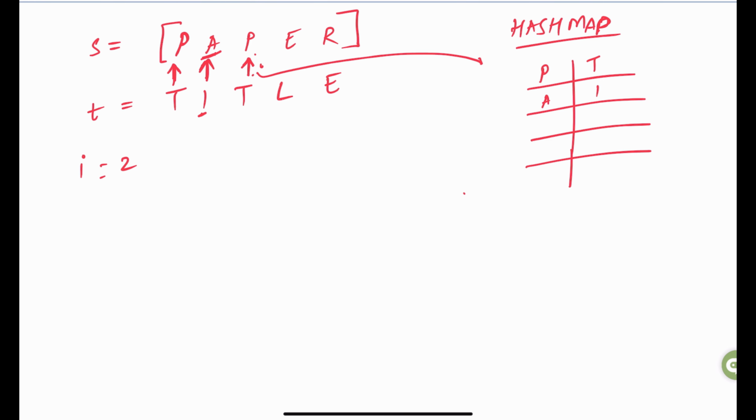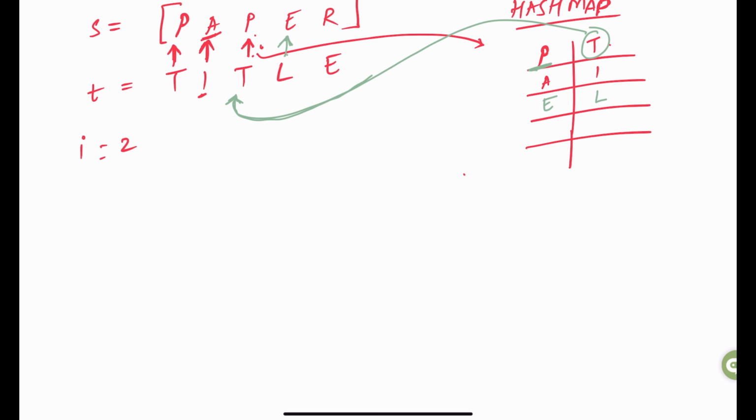As P already exists in the hash map, we'll compare its corresponding value with the character in T, which should be equal. If they are not, we should stop the iteration and return false. But because in this case the two characters are equal, we'll continue forward. Similar to the last runs, we'll add the remaining maps to the hash map. Once we are done with the iteration and there are no such errors that we encountered, we'll return true.